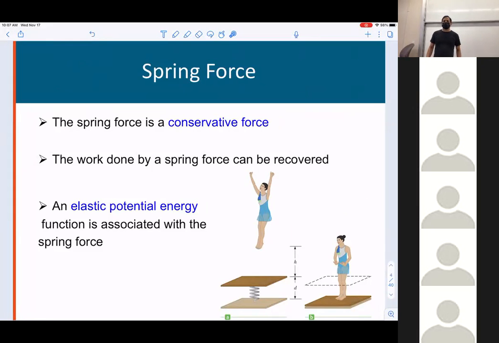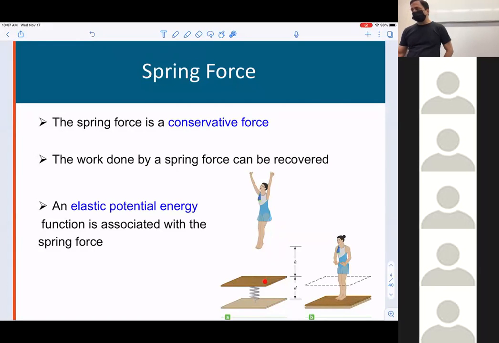So here is the spring force. First, it is a conservative force. Just like gravity, the work done by the spring force can be recovered. So, for example, when this gymnast comes down onto this springboard, she's starting out here up at this height. If she jumps from rest from some height, she has some gravitational potential energy, mgh. As she falls, it gets converted into kinetic energy, right? It gets converted into some 1/2 mv squared.